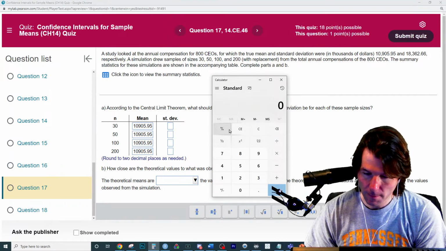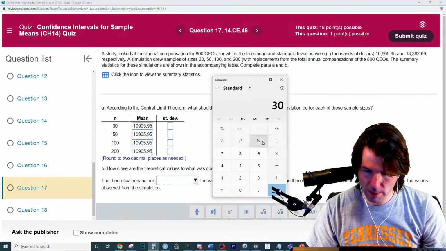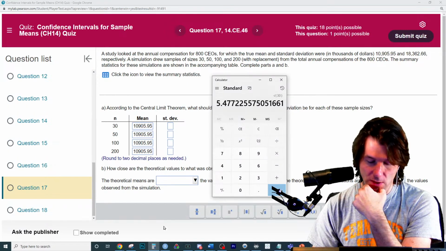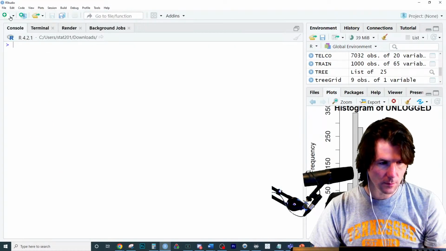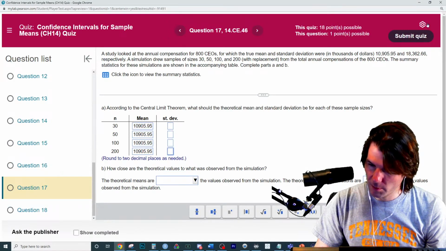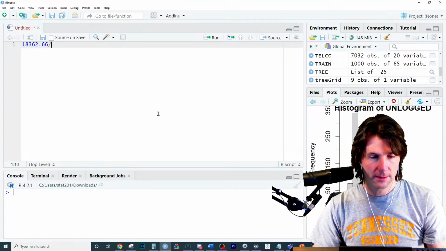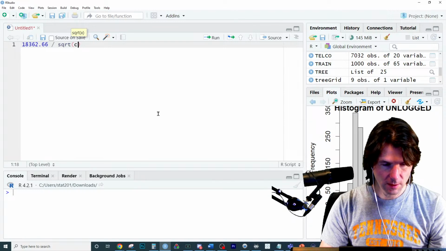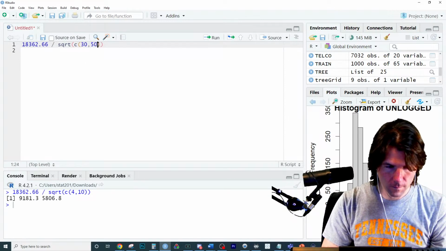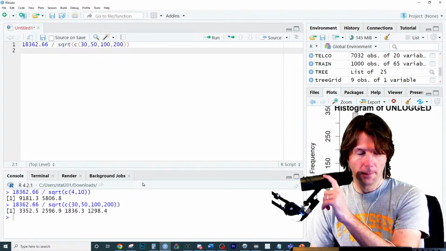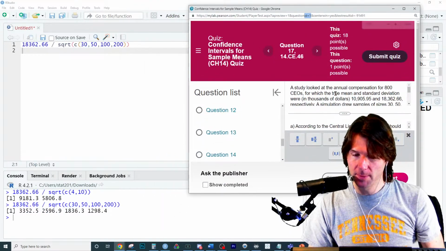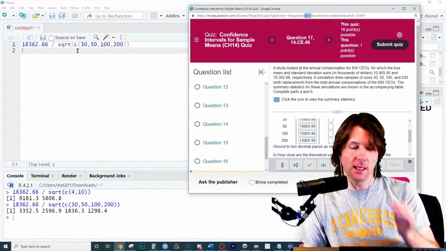So we've got to do 30 square root. Let's clear it. 30 square root. And you know what? I'm going to cheat. 18362.66. Got it. Okay, so then we take that. I think it's right. So the numbers are 30, 50, 100, 200? Work smarter, not harder. So there is all the mathematics right there. You just take it and divide it by those numbers.